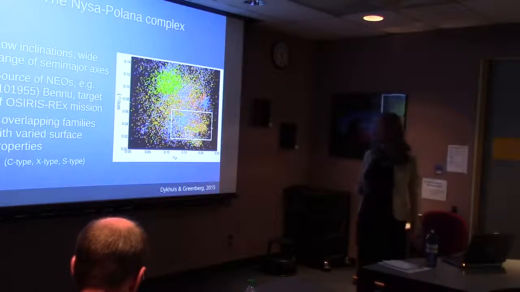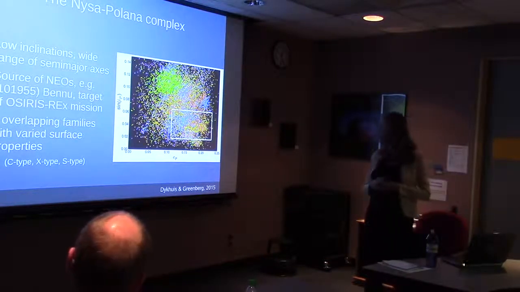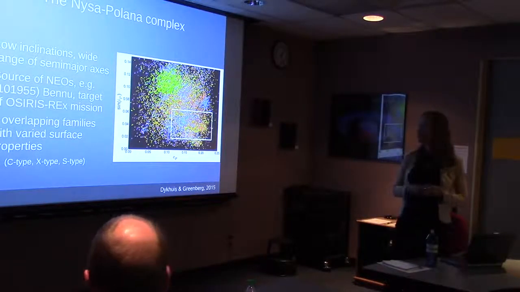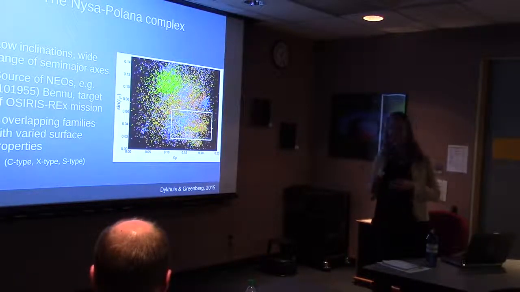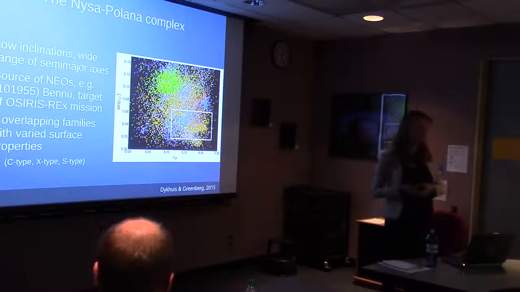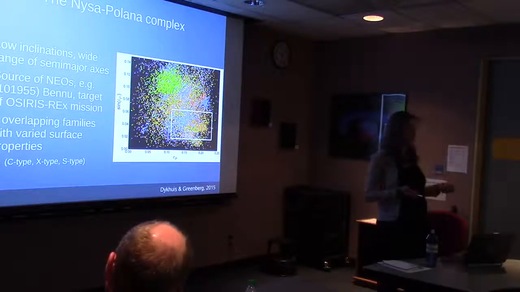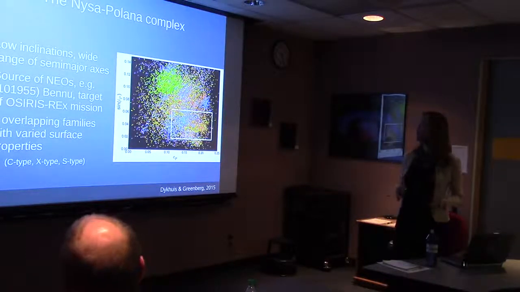So now we move to the neighboring Nysa complex. I mentioned earlier that it has 4 overlapping families. This is a very important region because it's low inclination. The inclinations here are low, and it spans a whole range of semi-major axes. So it's likely been providing a whole lot of the near-Earth objects that we want to visit, because low inclination objects are easy to get to.